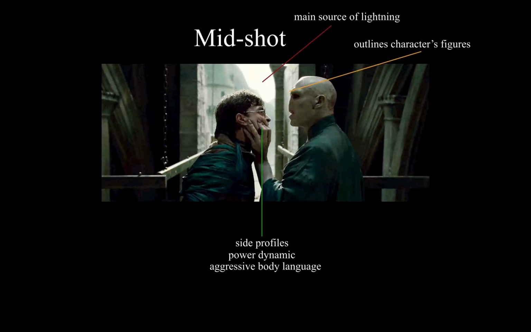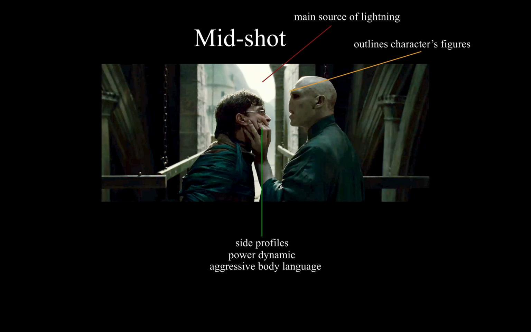So, first of all, if we look over here, what can the audience see? The audience can see the protagonist, Harry Potter, on the left, being held tightly by the face by their antagonist, Voldemort. Their side profiles are visible, showing the contrast between the two characters. They are in the centre of the screen. The main source of light is shining towards the camera, outlining the characters' figures. Otherwise, the lighting around them is dark. The director has used a mid-shot.